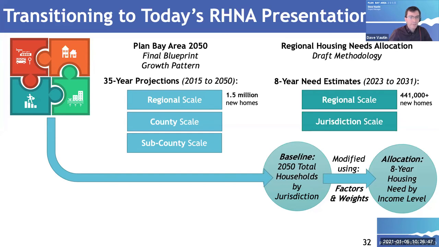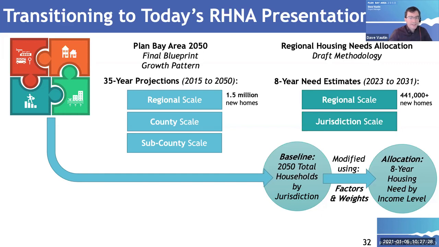RHNA, the Regional Housing Need Allocation, really is where the rubber meets the road. This is where we zoom in on a couple of different scales: the temporal scale down to an 8-year housing need, and a geographical scale down to the jurisdiction level where permitting and approvals happen. The Housing Methodology Committee earlier in 2020 integrated data from the draft blueprint, the Plan Bay Area 2050 total households data by jurisdiction, as a baseline for the RHNA allocation. And the outputs at the jurisdiction level from both the draft and the final blueprint were included in the RHNA material posted on ABAG's website.